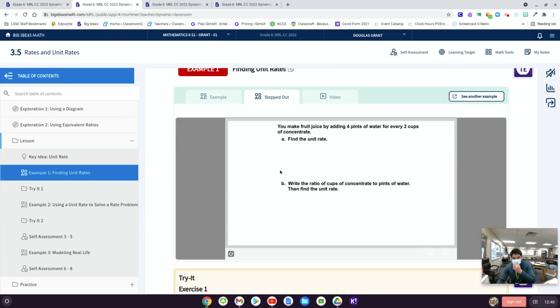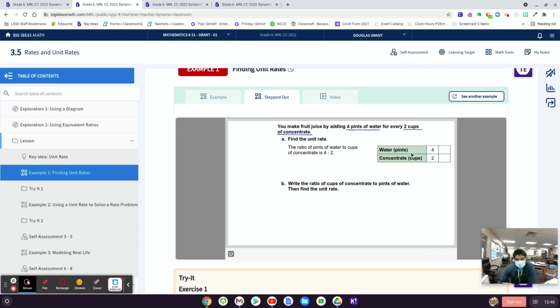So let's do an example problem. It says here you make fruit juice by adding 4 pints of water for every 2 cups of concentrate. And we're going to first find the unit rate. So 4 pints of water for every 2 cups of concentrate, that's your ratio right there, 4:2. So the ratio is written in a ratio table like this. So again, 4 pints of water for every 2 cups of concentrate.